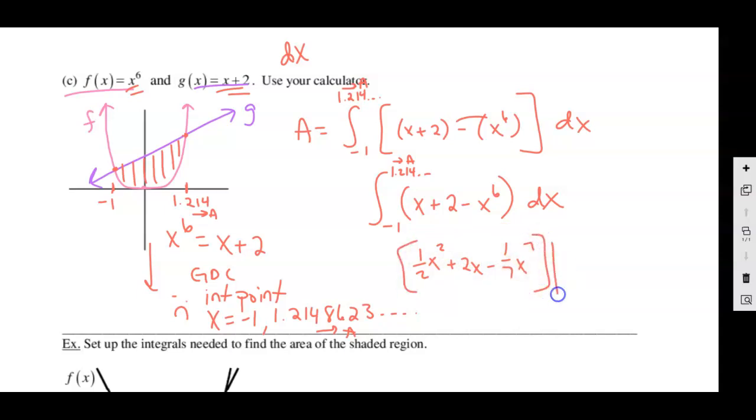The problem wouldn't be the integration, nor would the problem be plugging in -1. The problem would be plugging in this really ugly number, right? Taking this and then plugging it in for x. That's going to be ugly. Okay, so you wouldn't have to do this.